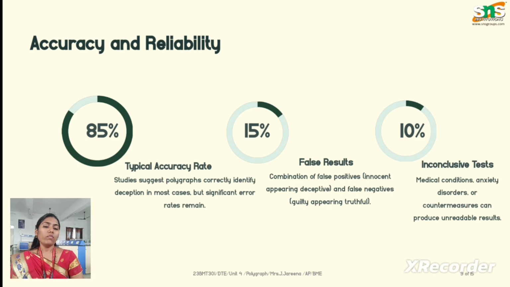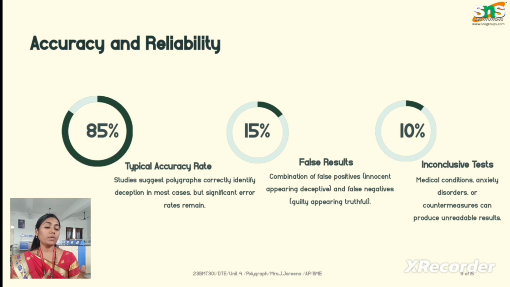So now we will talk about the accuracy and reliability of this polygraph device. The accuracy of this polygraph device is only 85 percent. The reason is that there is a chance of false results and inconclusive results, which account for 15 percent and 10 percent, because there is a chance of false positive results and also false negative results.